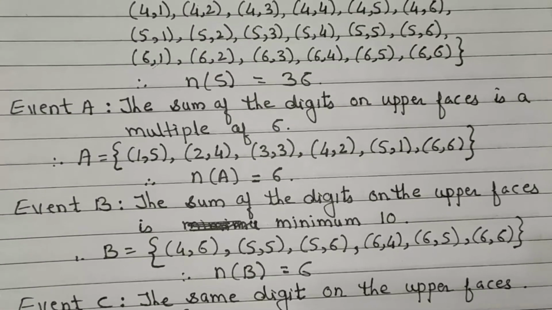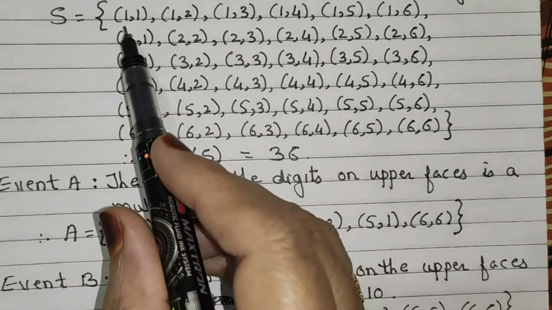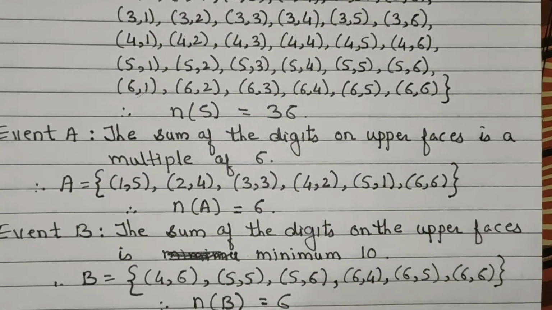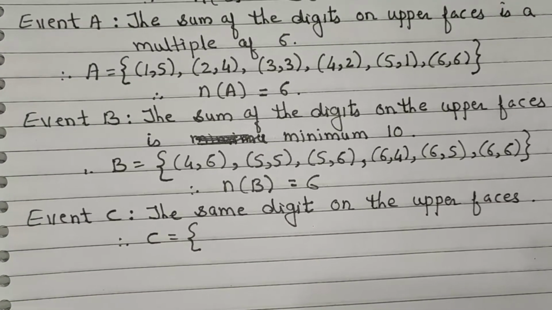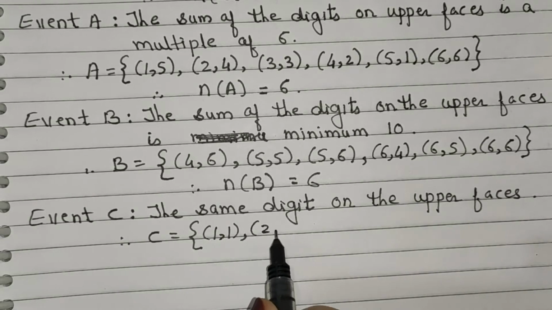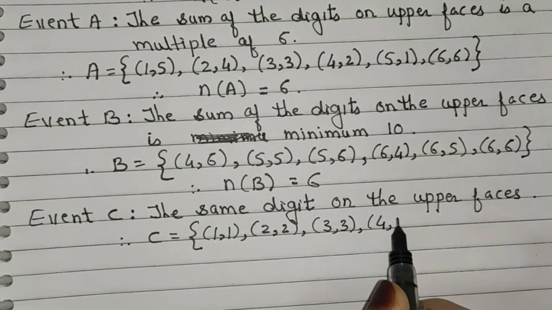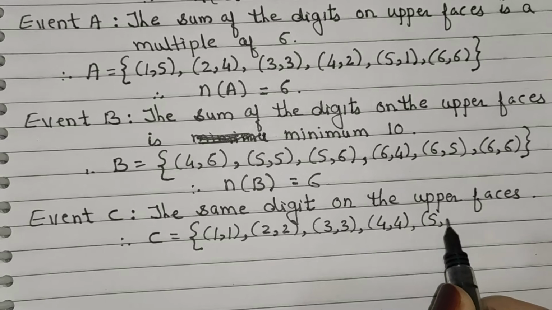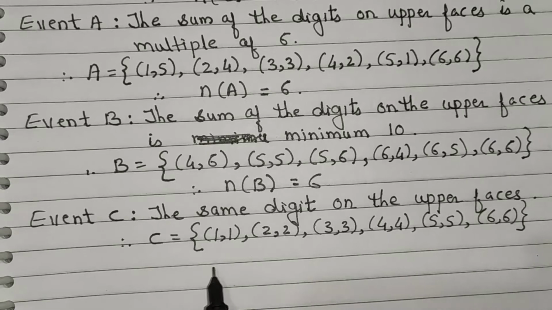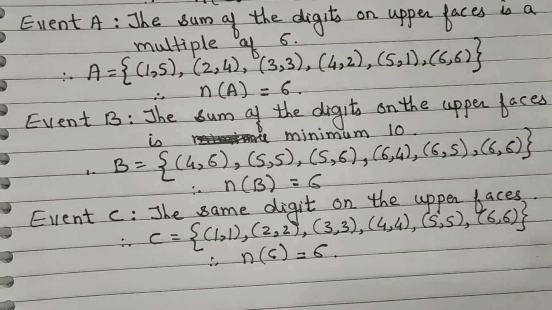Now, look at sample points. Same digits are 1, 1; 2, 2; 3, 3; 4, 4; 5, 5; and 6, 6. Therefore, we can write here 1, 1, comma 2, 2, comma 3, 3, comma 4, 4, comma 5, 5, comma 6, 6. Now number of sample points here is 6. Therefore, write down here n of C is equal to 6.